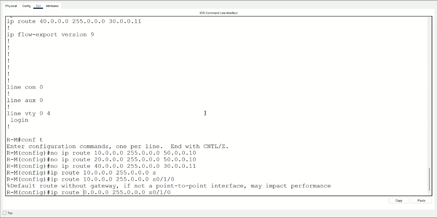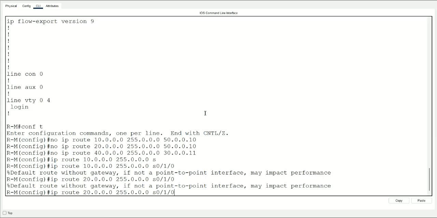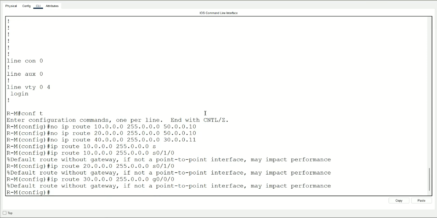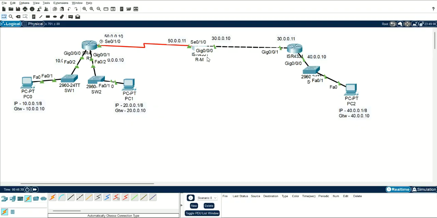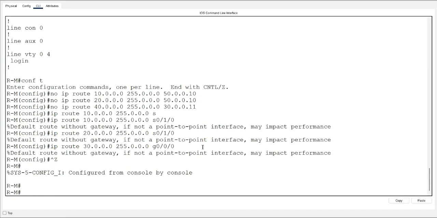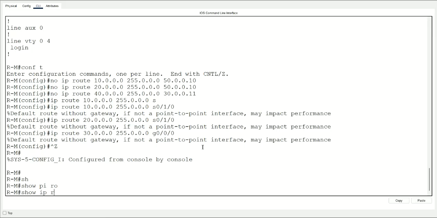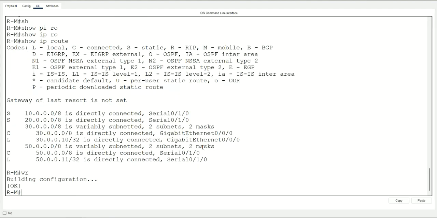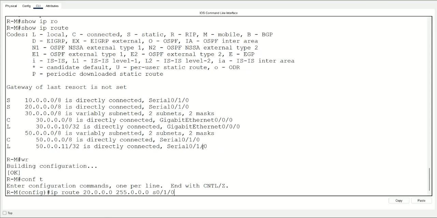Likewise for 20 and likewise for 30. For 30, my interface name is different. G000 in my case. Okay. Now listen. Show IP route. Everything is now changed to directly connected. Yeah? Hey, where is the 40, man? We forgot 40. I don't know what happened to 40.